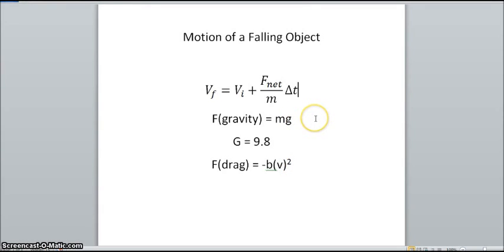The force of gravity is modeled by the mass of the object times the gravitational constant for Earth. In our case, g is 9.8. The force of drag is proportional to the square of the velocity, times a constant. Now, the direction of gravity is in the motion of the falling object, and the direction of drag is against the motion of the falling object. That's why there's a negative here and a positive here.